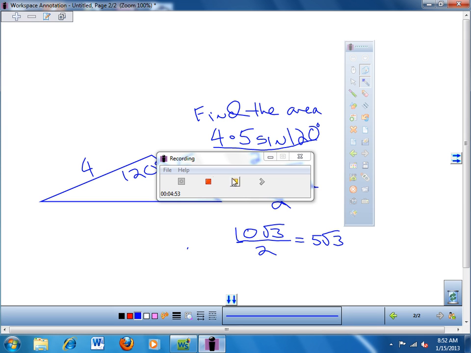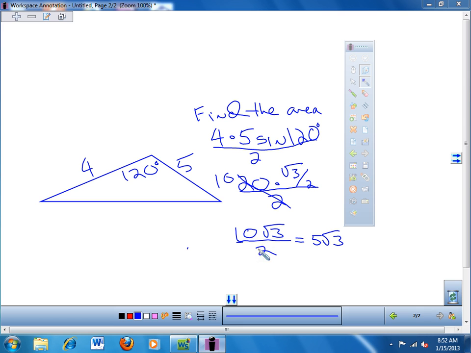Is that 2 supposed to be under that? Is this 2 supposed to be here? Yeah, the root should be over 2. But is it supposed to be under the 10? Well, I canceled out this 2 with the 20, so that's 10. But this 2 is still here.